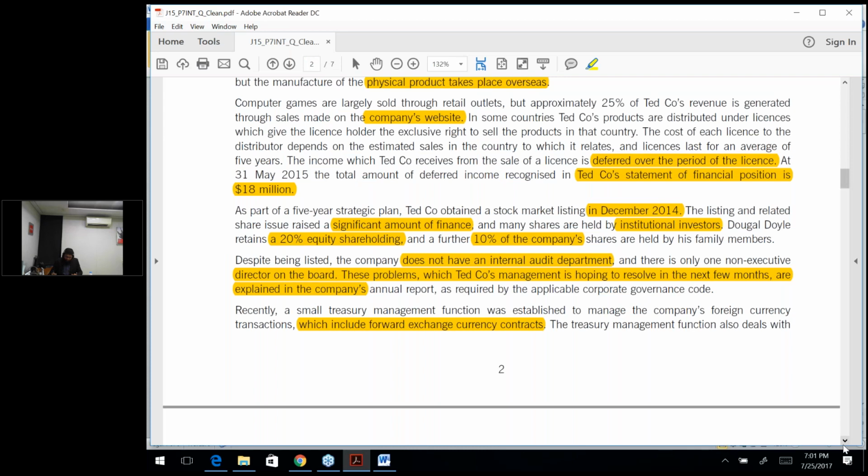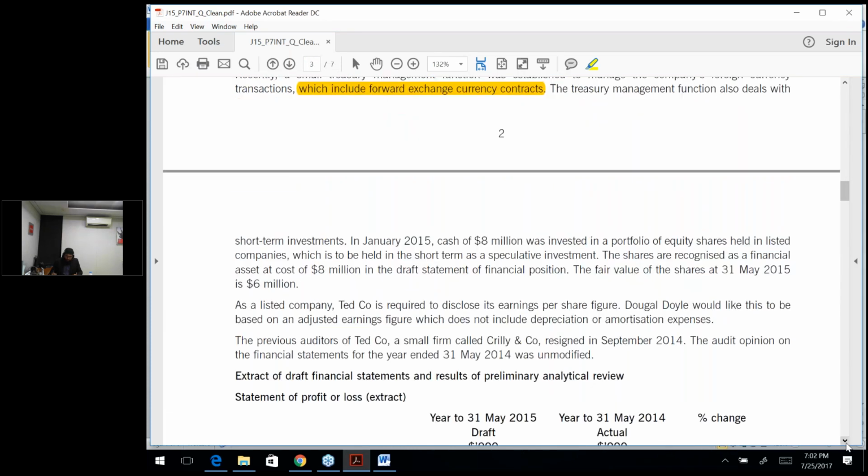Now, if I move further, it says the treasury management also deals with short-term investments. In January 2015, cash of 8 million was invested in a portfolio of equity shares held in listed companies, to be held in the short term as a speculative investment. Shares are recognized as a financial asset at a cost of 8 million, and the fair value of the shares at 31st May 2015 is 6 million.